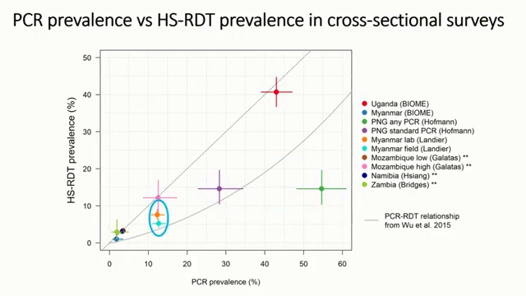Also, a really nice study by Jordi Landia in Myanmar. So here he tested HS-RDT on the same individuals in a lab and in a field setting. And the orange one is the lab setting, so you can see that under idealized conditions, the HS-RDT is slightly improved compared to using it in a field setting. But I think hopefully the most exciting thing to notice from here is this grey line is what we think the PCR-RDT relationship is, and all of the points, apart from the green one, are above that line, so indeed better than RDT. And we can look at this a bit more closely.